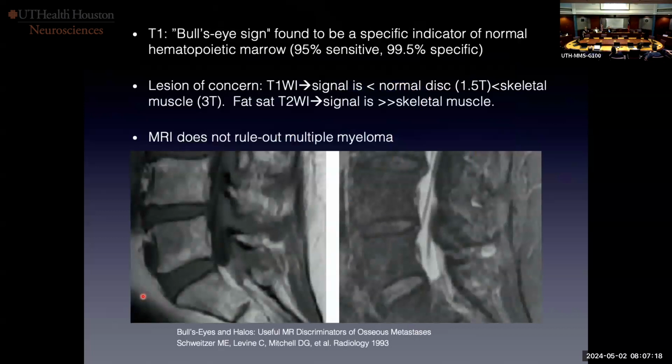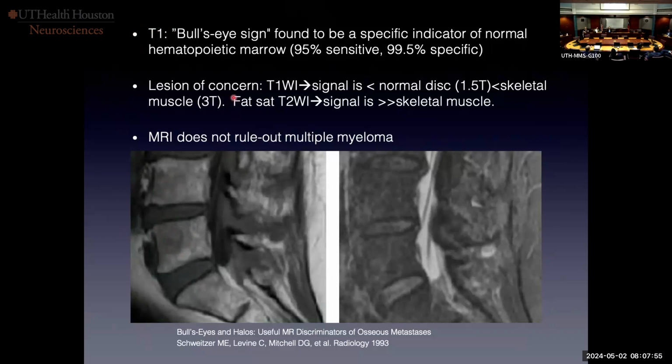So there's an article which is very kind of famous, maybe because it's got this super catchy title, Bullseyes and Halos, Useful Discriminators of Osseous Mets. And what they were referring to was that if you look at the T1 weighted image, again, that's where we start, the bullseye sign was found to be a very specific indicator of normal hematopoietic marrow. Okay, what they meant by that is, let's say we were concerned about this lesion and maybe this patchy area. If you look closely within it, there's focal areas of high signal. This is preserved fatty marrow. So this suggests that the lesion is benign.